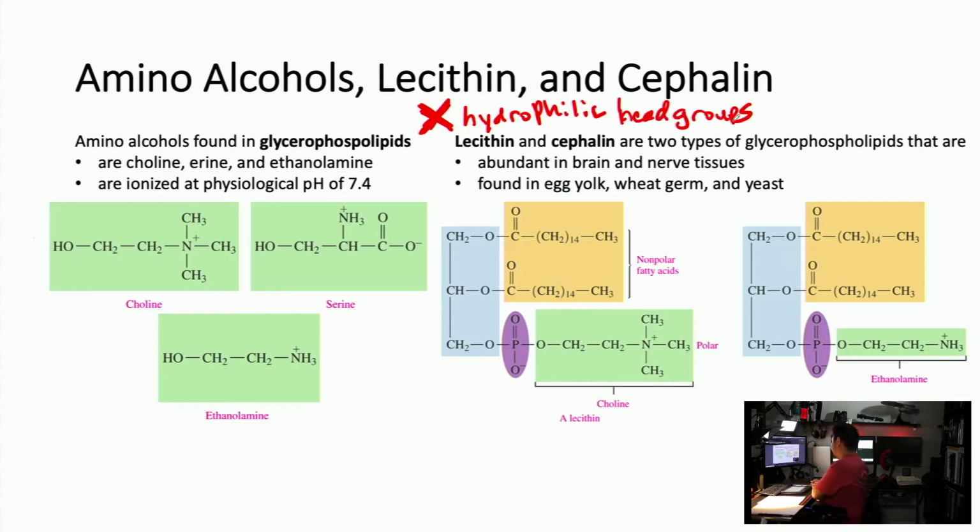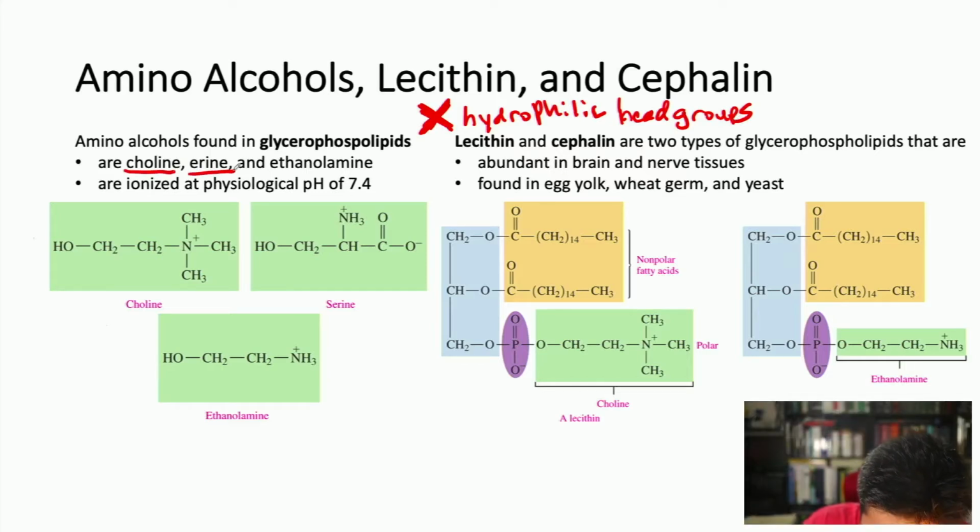Of the glycerol phospholipids, right? What were some of those? Well, there's choline and there's serine, which I typed wrong as "irine" because that's a typo. That should be serine. That's an amino acid, right? And then we have ethanolamine, right?